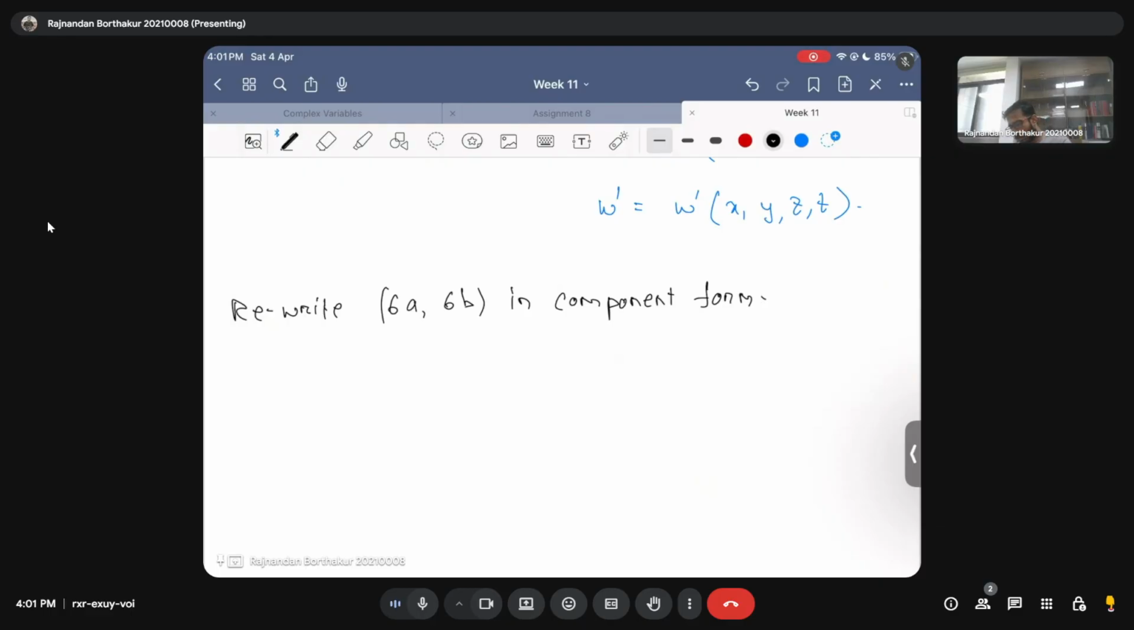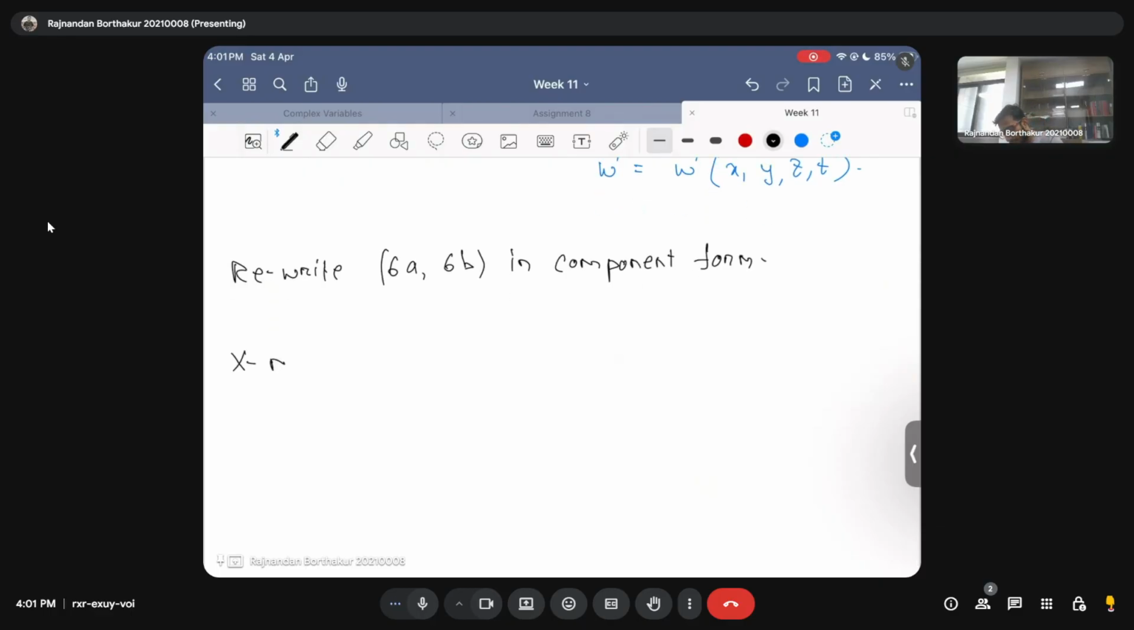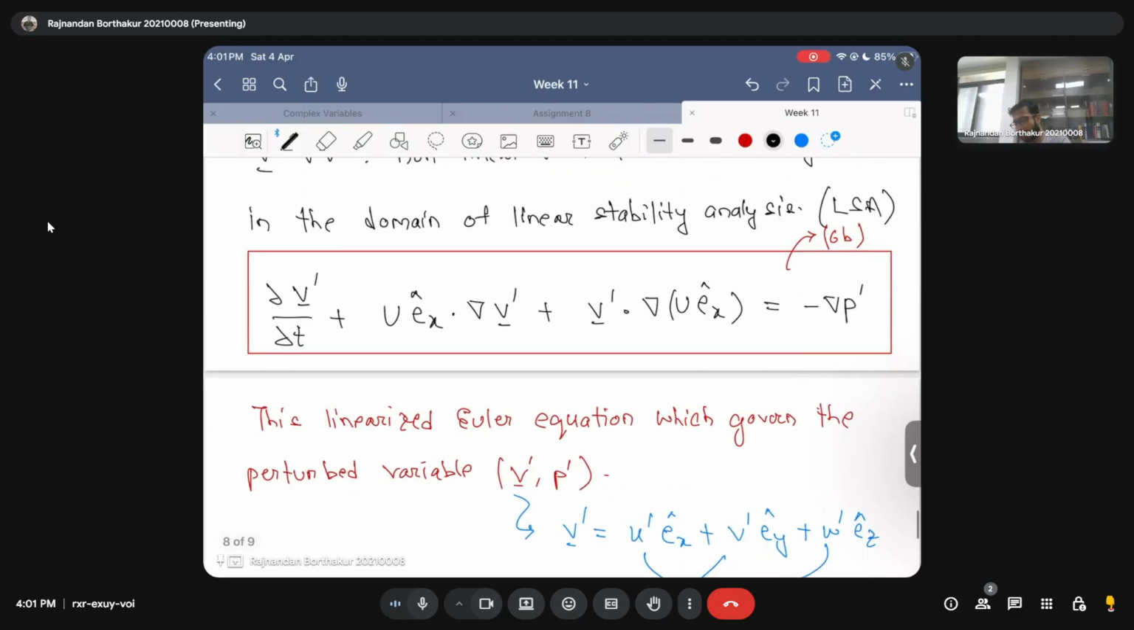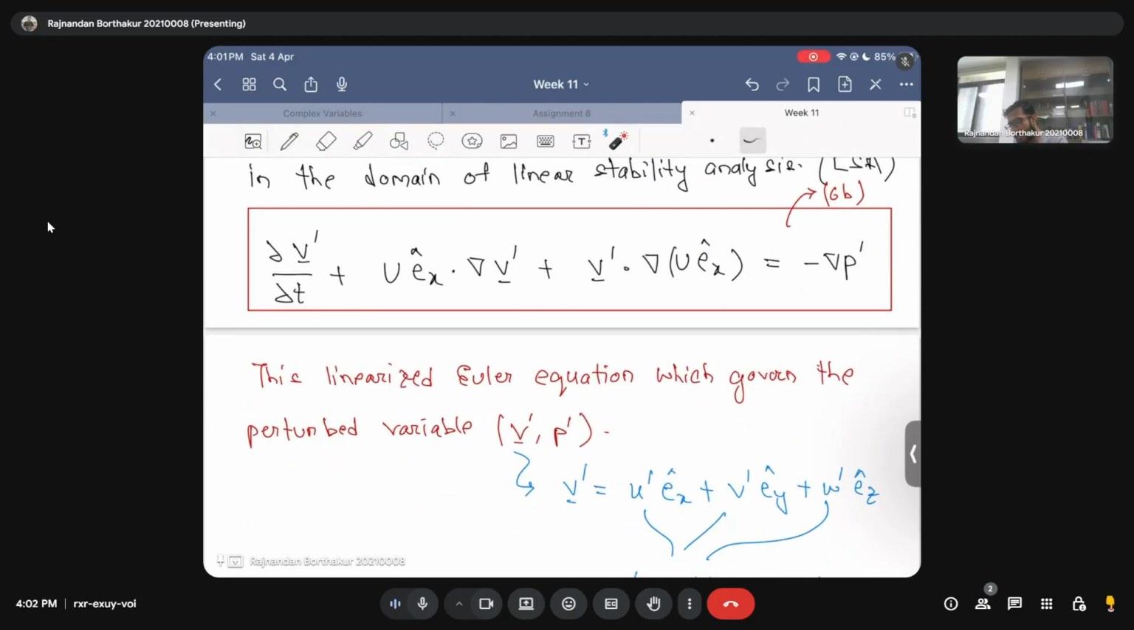Okay, so if you write the x momentum equation, that is the x direction of the Euler equation, let's see what it will turn up. For example, in the x direction equation, I will have this term, because this is a vector pointing in the x direction. So I'll have a term from here which is del u prime by del t. That's one term that I'll have.